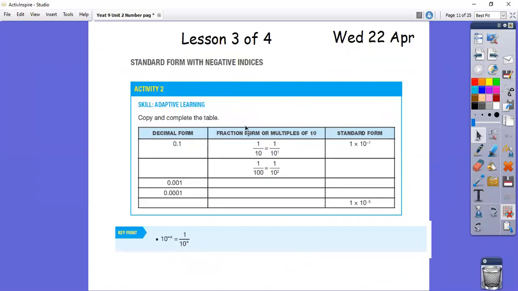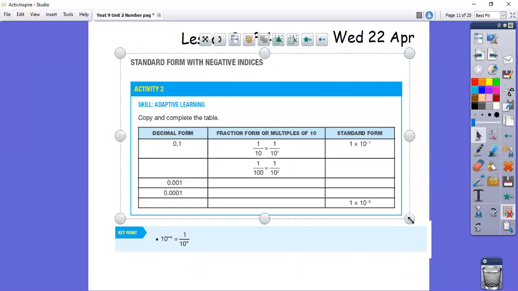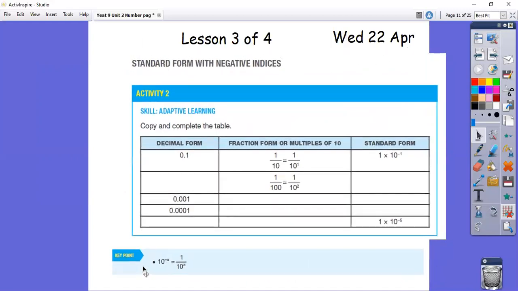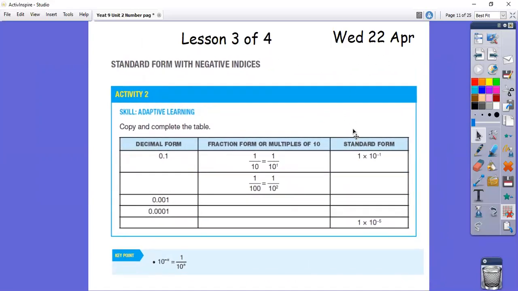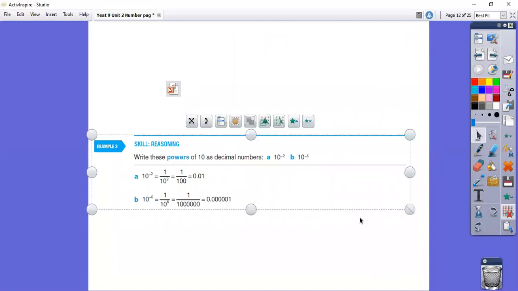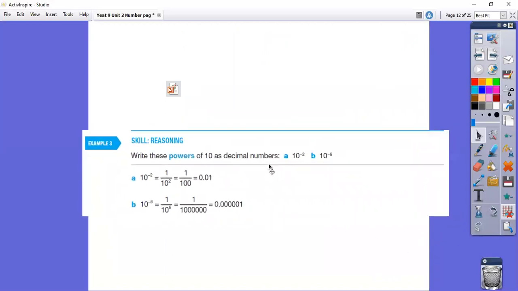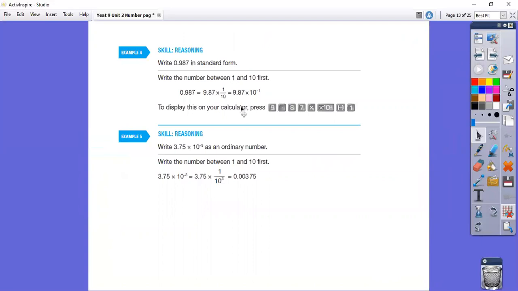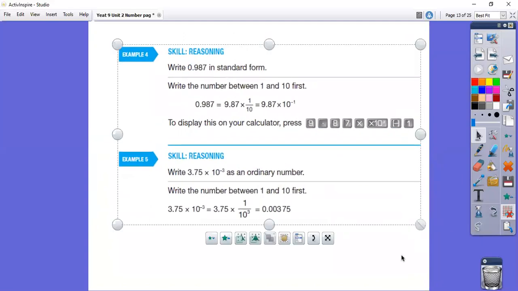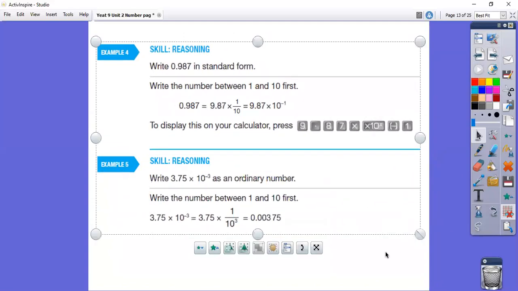And then lesson 3 or 4, we will look at how to write small numbers, so that's negative indices using standard form. Previously, we used standard form to write large numbers. We also need to know how to write small numbers. Again, I will do the PowerPoint lesson on this. This will be a Zoom lesson on Wednesday. We'll just do the questions that are on the Zoom lesson. These questions are only here if you miss the session and you need to do them to catch up.